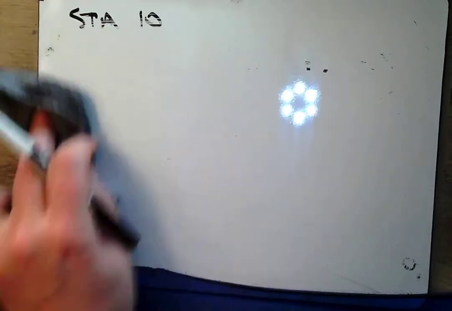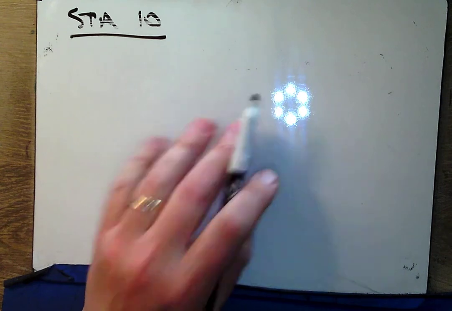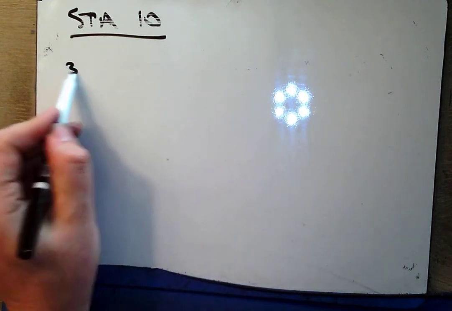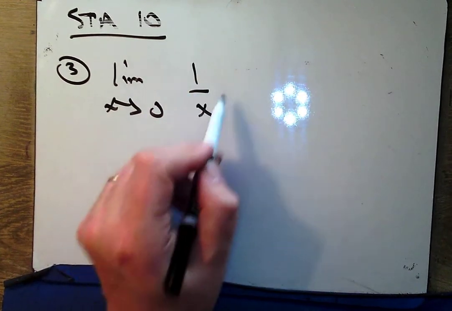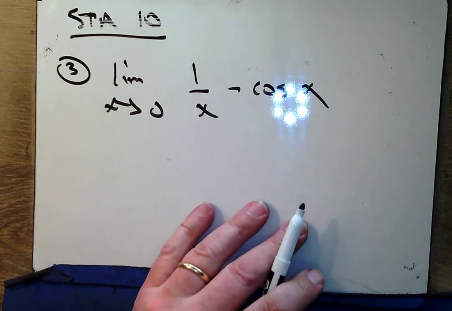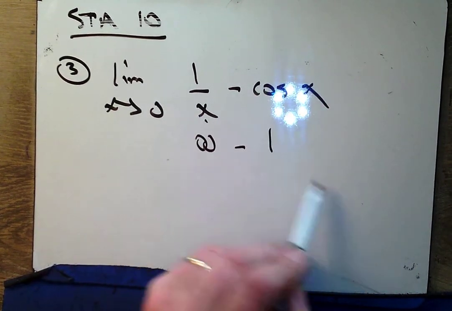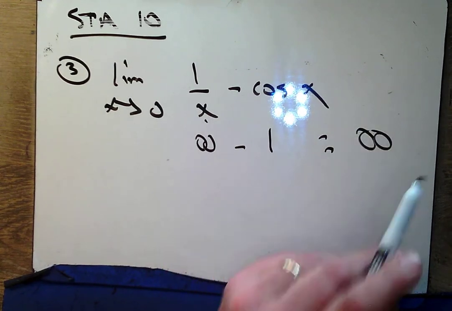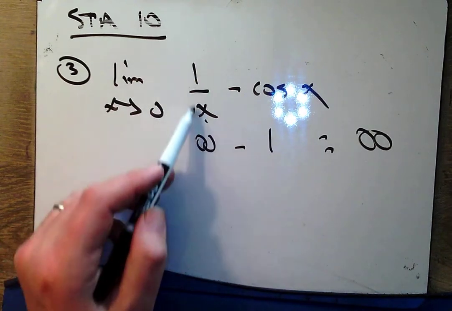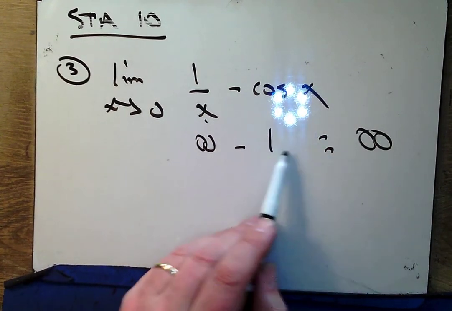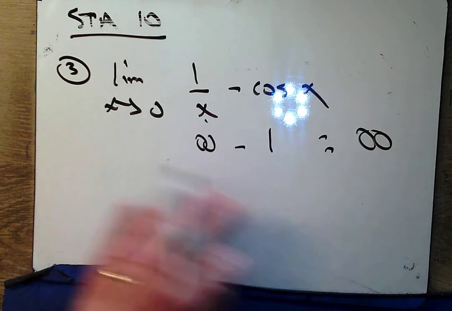I'm glad you're going to need that in Calc 2 when you do convergence. Okay, 3. The limit as x heads to 0 of 1 over x minus cosine x. So if I plug a 0 in here, I have infinity minus 1. And guess what? That's infinity. That's it. Nothing special there. And cosine of 0 as well. Yeah, that's it. Okay, station 11.